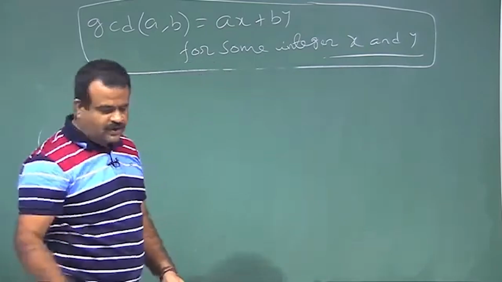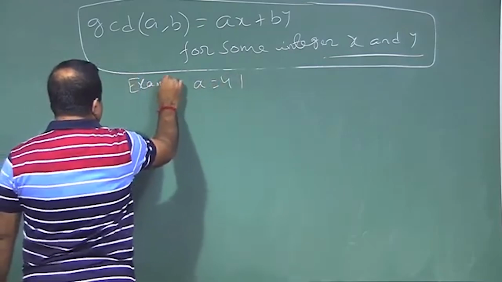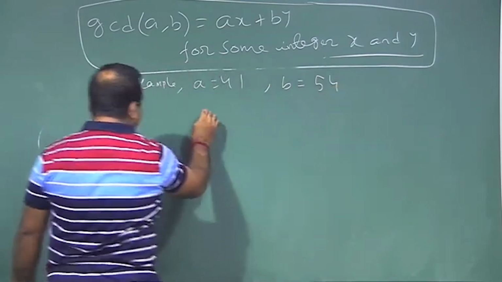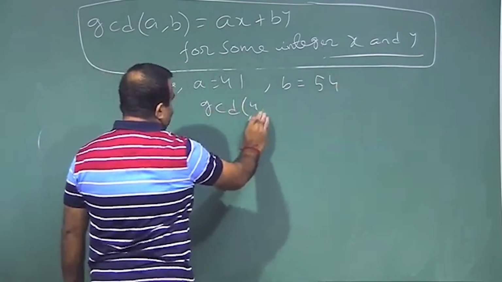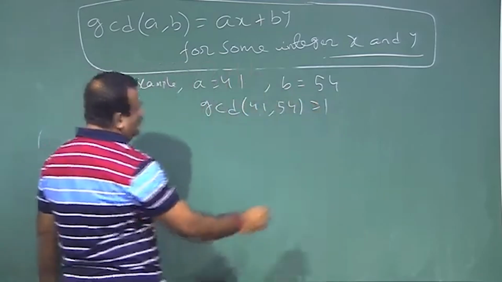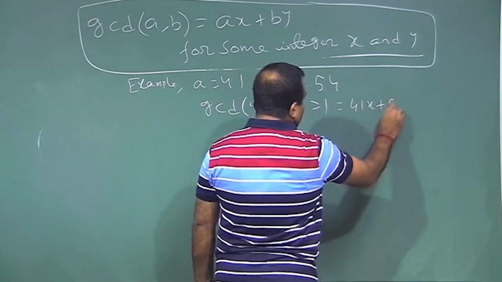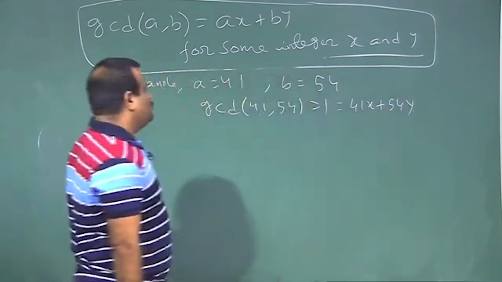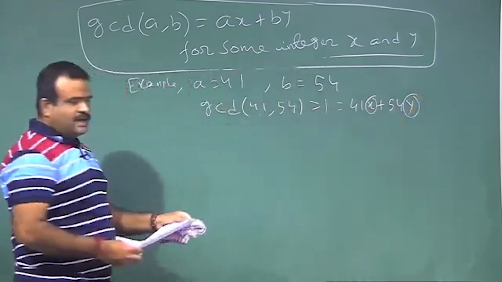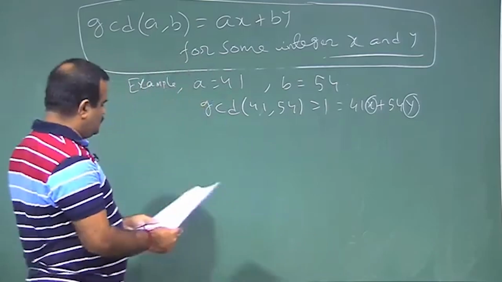in our example, if we take a equal to 41 and b equal to 54, then we have just seen the GCD of 41 and 54 is 1. That means we must get two integers x, y such that 1 can be written as 41x plus 54y. So how to get such x, y, that is the question. To get x, y, we just follow the Euclid algorithm, the remainders, then we go back like this. Let us try that.